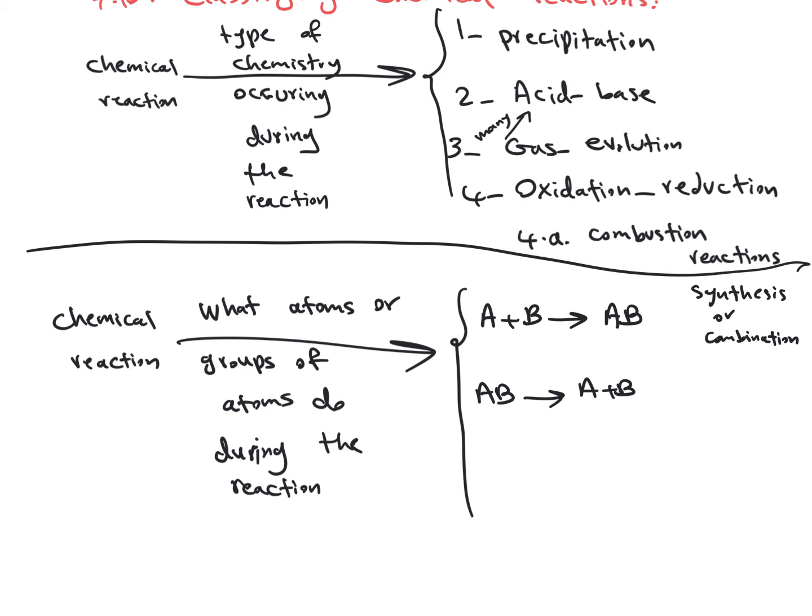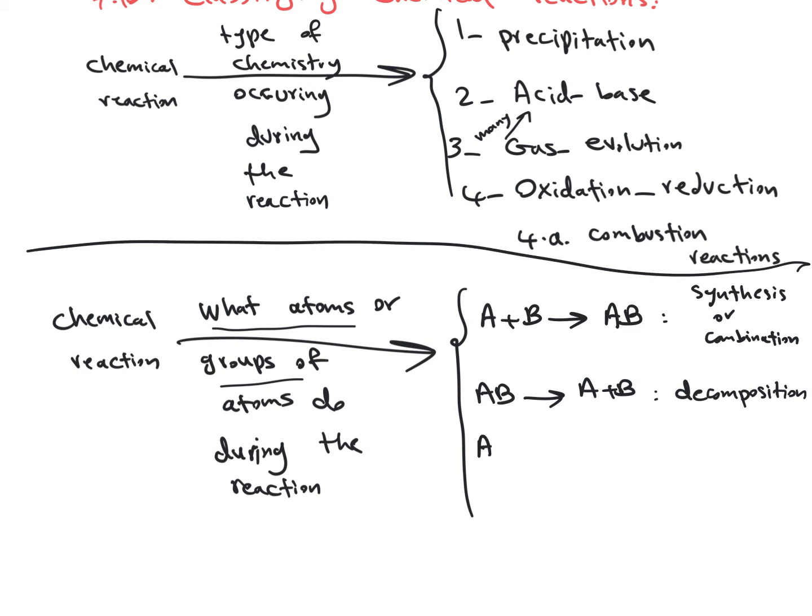The other one is AB gives A plus B. We call this one decomposition. Basically you have a complex compound that decomposes, it separates into simpler compounds. So it's kind of the opposite of synthesis, if you think about what groups of atoms do. In synthesis or combination, two groups of atoms combine. In decomposition it's the reverse. You have a complex compound that decomposes, it separates into simpler compounds or elements, depending on the chemistry.